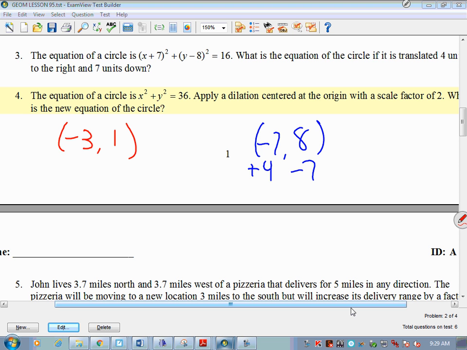What is the equation? All right, as we go through here, help me out. I'm going to get x plus 3, squared, plus y minus 1, squared, equals what? 16, because we're not changing the radius. All we did was move the circle. Okay? All right. Very good.